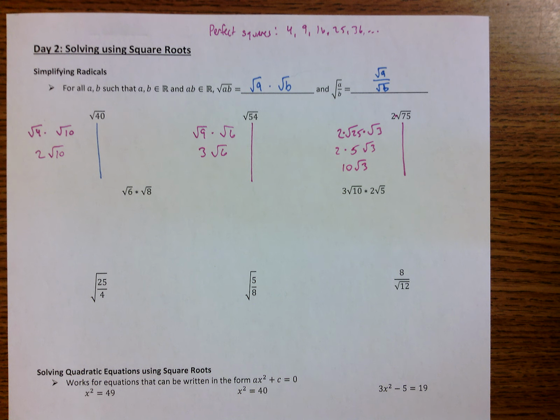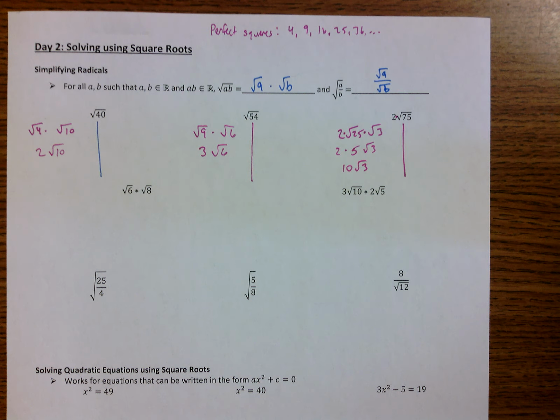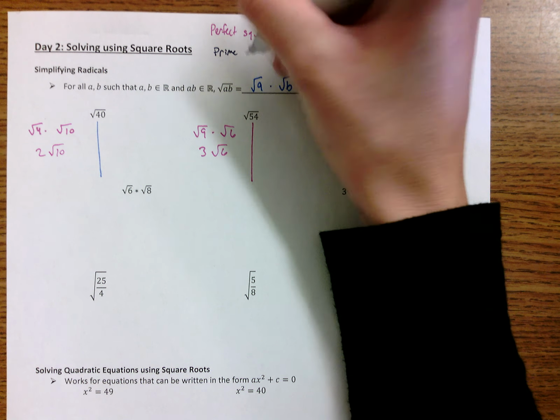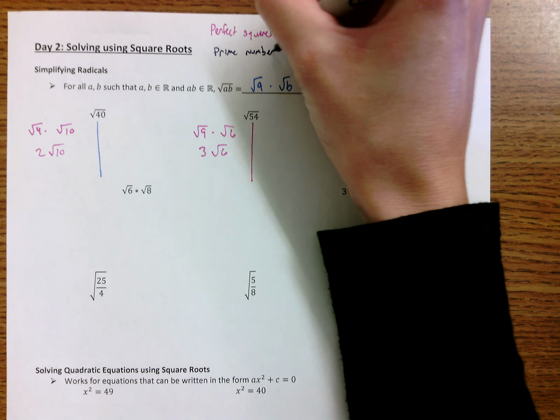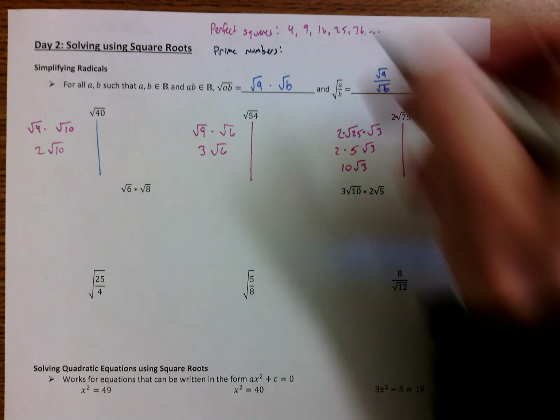That method works really well if you are familiar with your perfect squares and you're good at finding factors. So if you can look at something like 54 and be like, oh, what goes into 54? So that's where that method works. There's a second method, which I call the birthday cake method, that involves looking at prime numbers. Prime numbers are numbers that don't break down anymore, so you can't divide them by anything else.